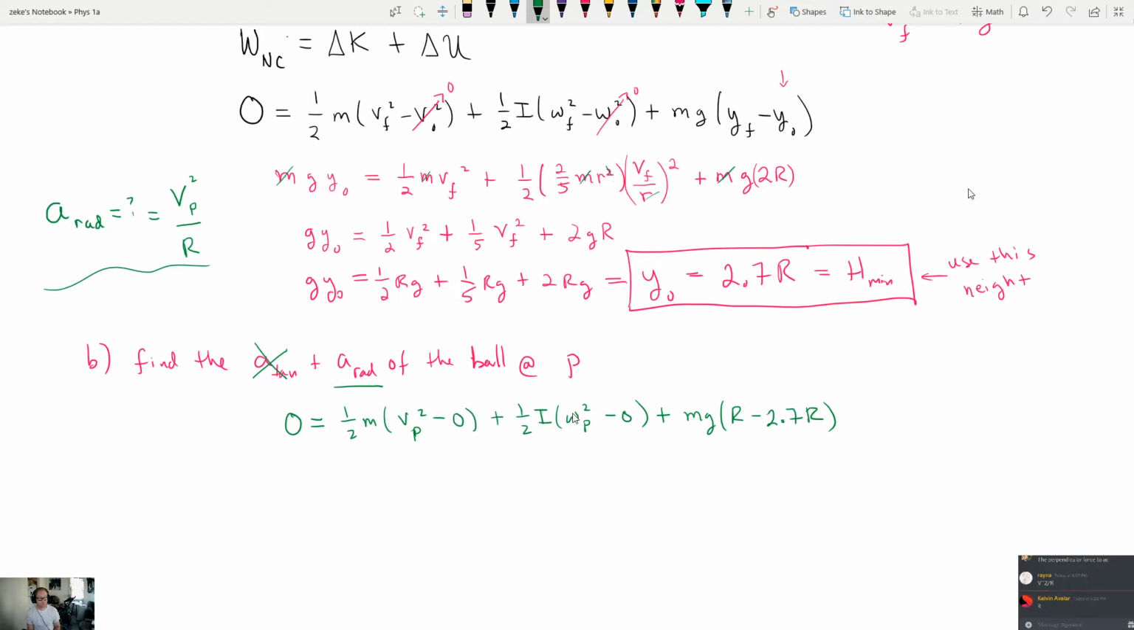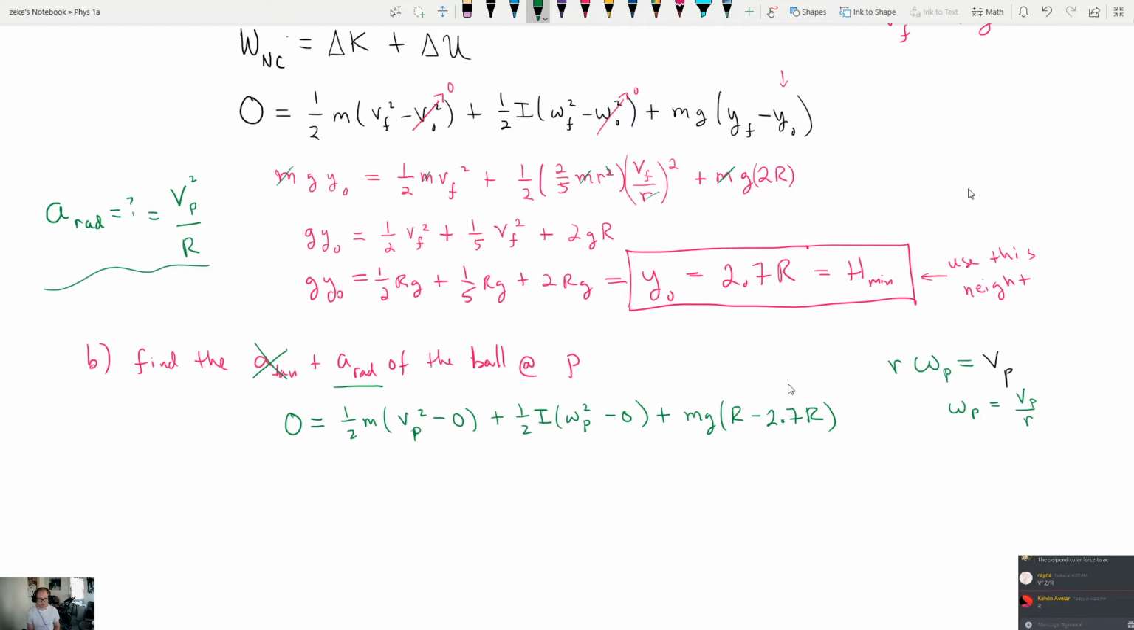Our goal was to find Vp, but once again, we don't know what the angular speed is. But what we can do, once again, is say that the radius of the ball times the angular speed at point P should be equal to v. So omega is v over r. This is the relationship right here. So we can replace omega with v over r, just like we did in the last part. So if we do all of that, we can solve for Vp.